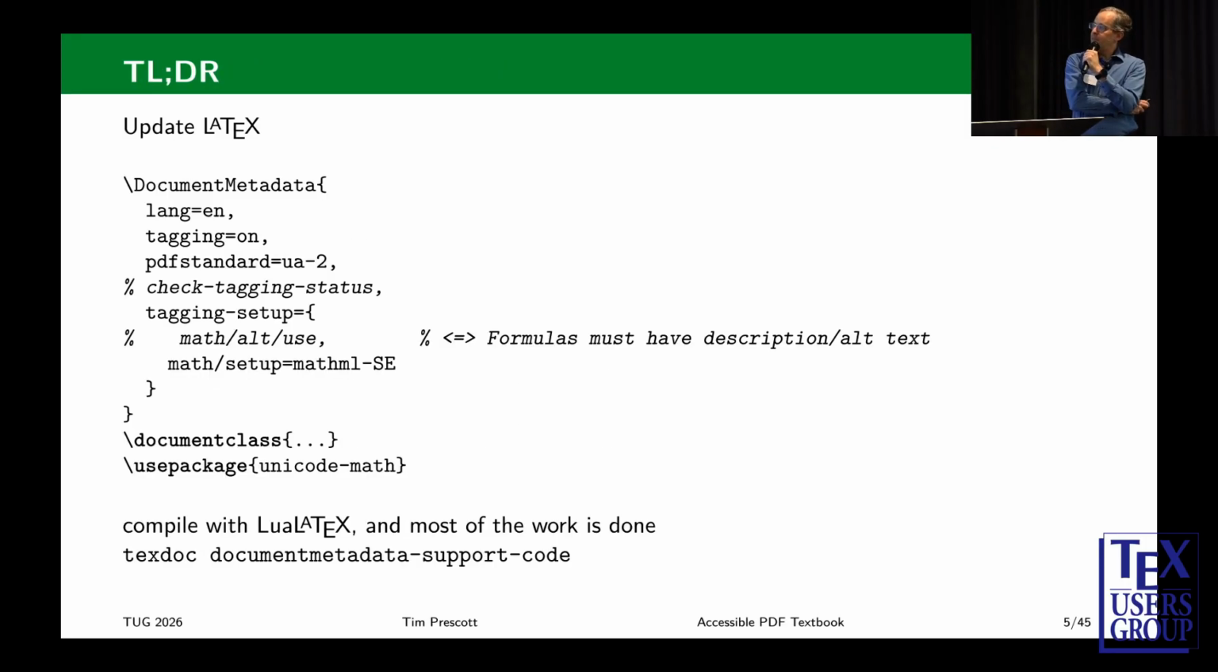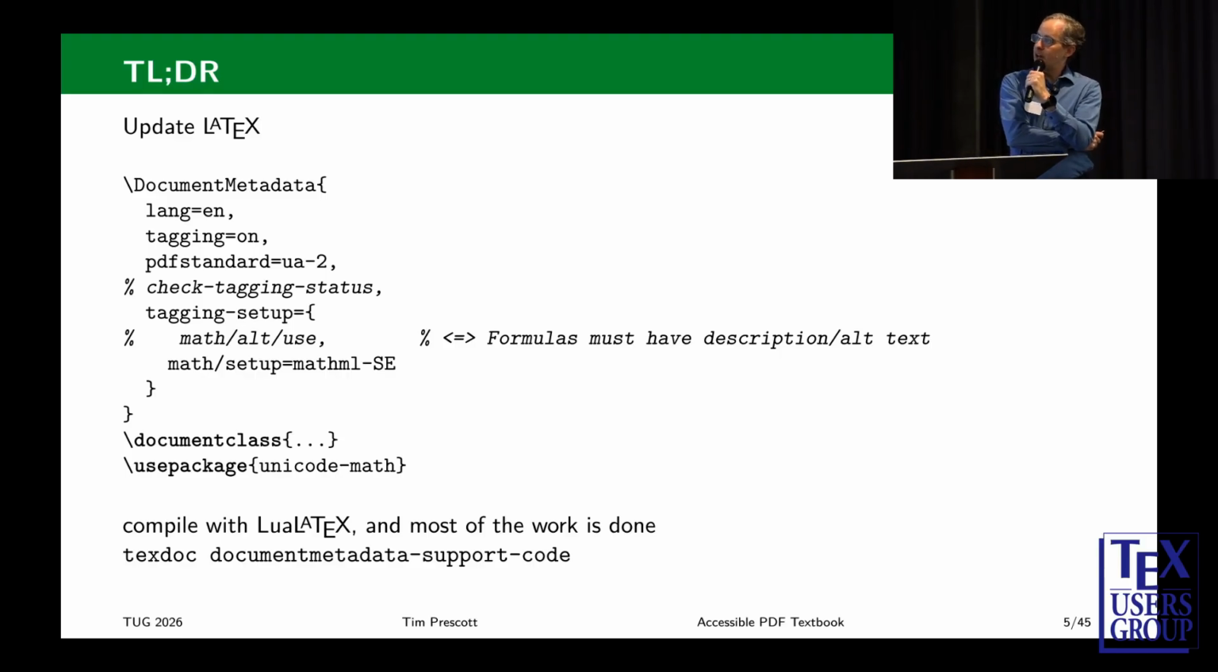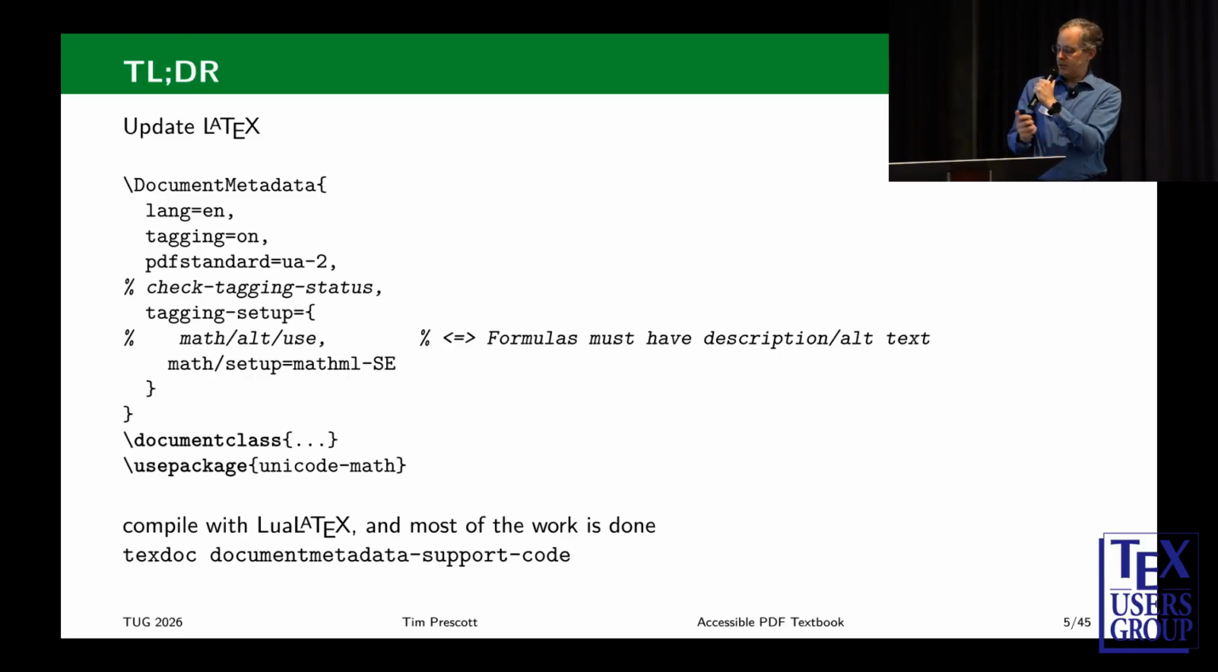So the preamble. We've seen this document metadata a couple times now. I've also got a check tagging status command or key, and then a math alt key. I'll get back to those later. Unicode math. And then if you just compile this with LuaLaTeX, most of your work is done, and we now have an accessible textbook.